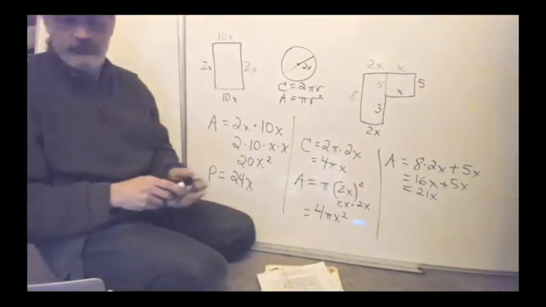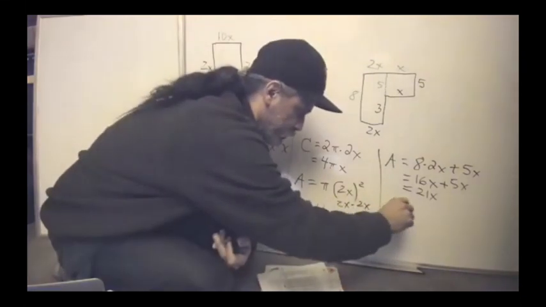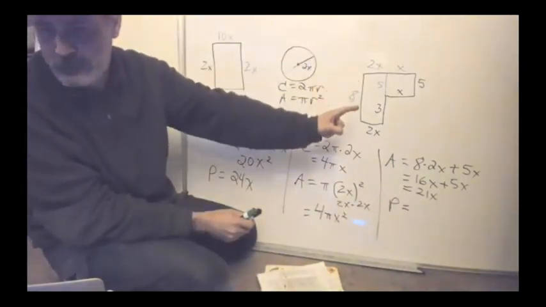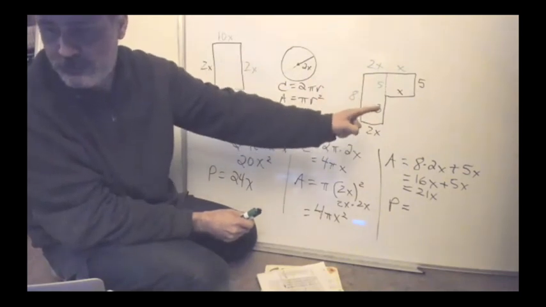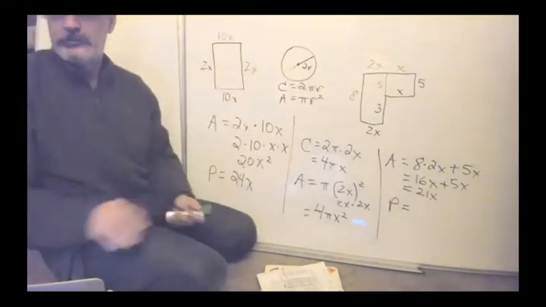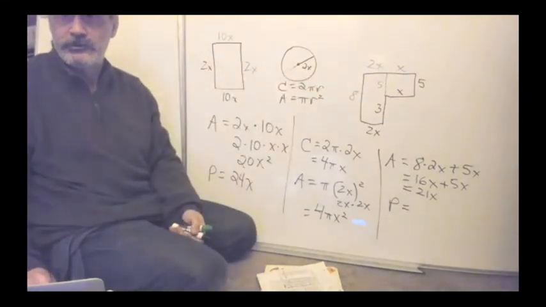Okay, so now I'm going to let you finish that one on your own. So you only have one I'm going to make you do on your own. Now I've given you everything you need. So you're adding 8, 2x, 3, x, 5, x, and 2x. And that's going to be what you get for the perimeter.